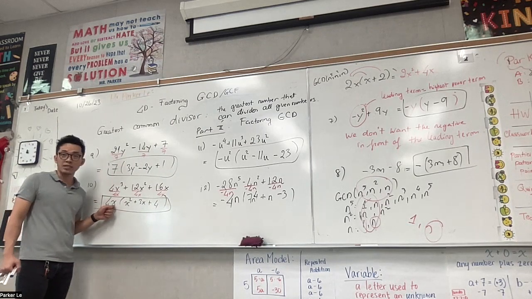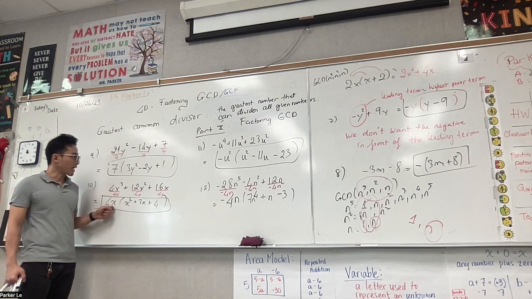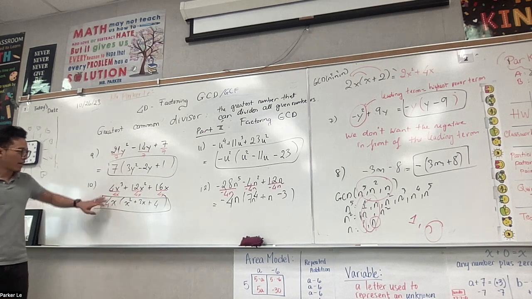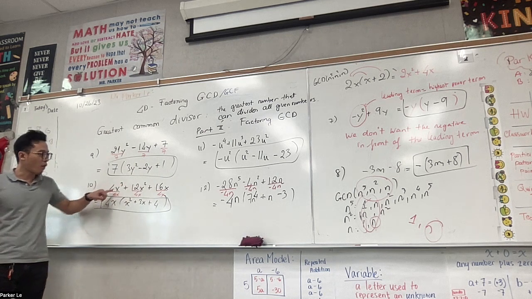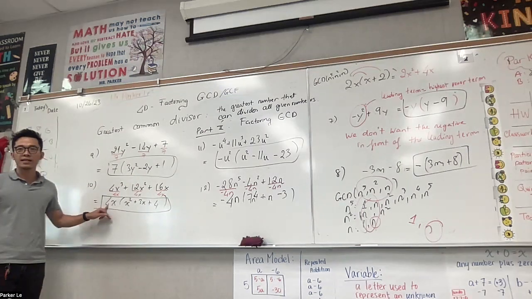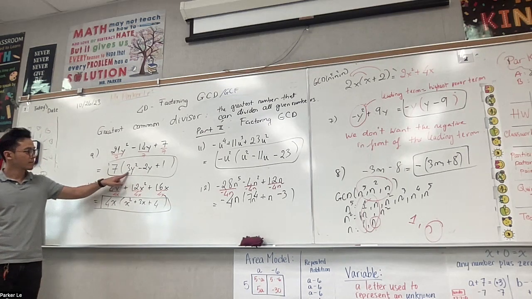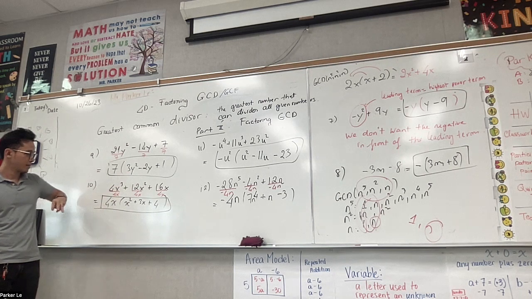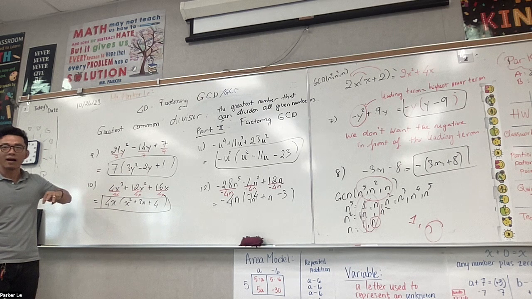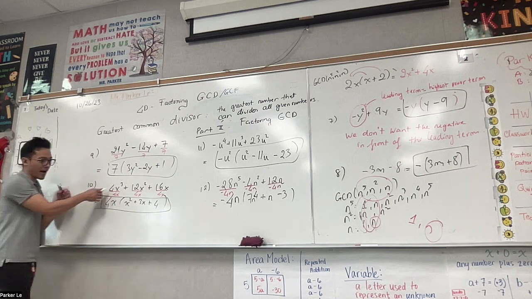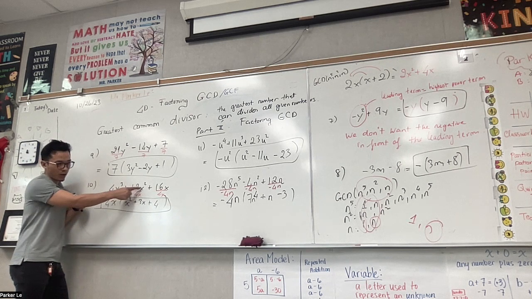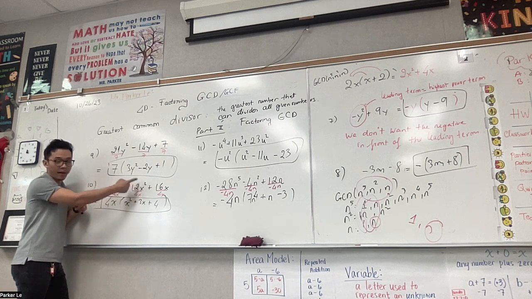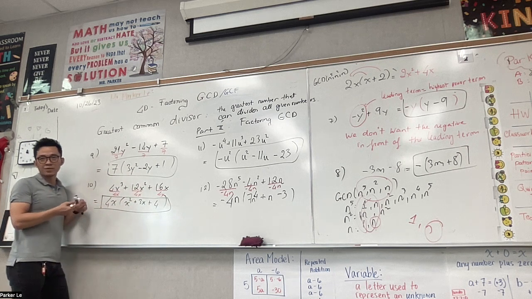Why did I take the x, not the x squared? Why did I take the x, not the 3x? This number needs to be the GCD of the numbers. The GCD for 4, 12, and 16 is 4, not 3. The x squared comes from here: x cubed divided by x is x squared. This one, x squared divided by x is only x. It really depends on what you have.